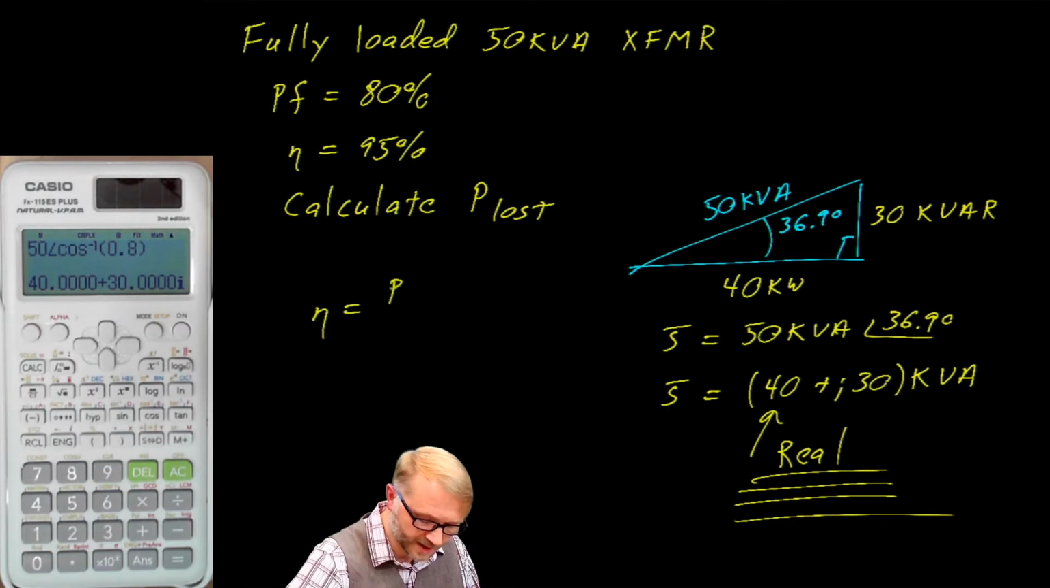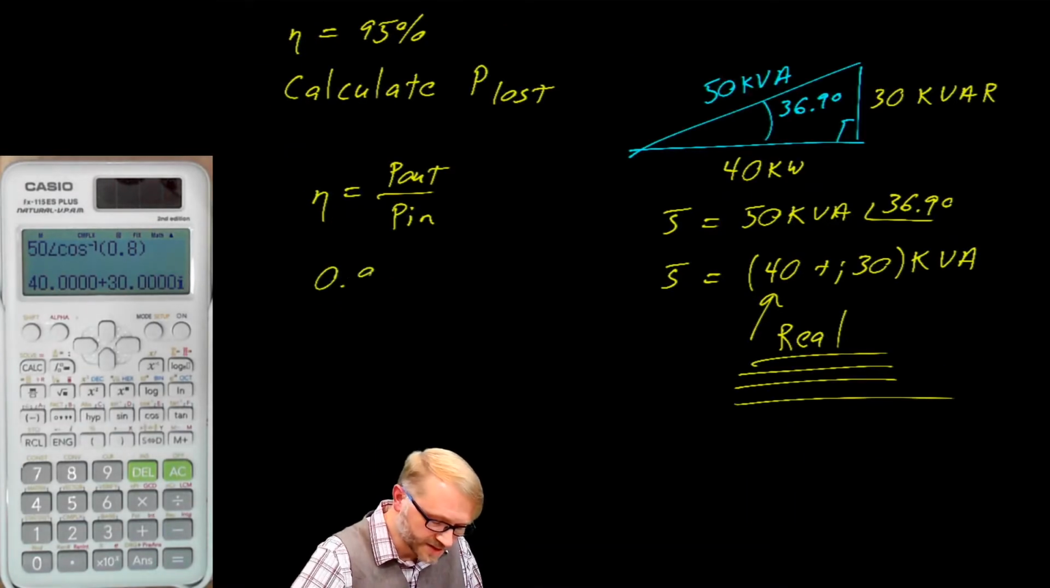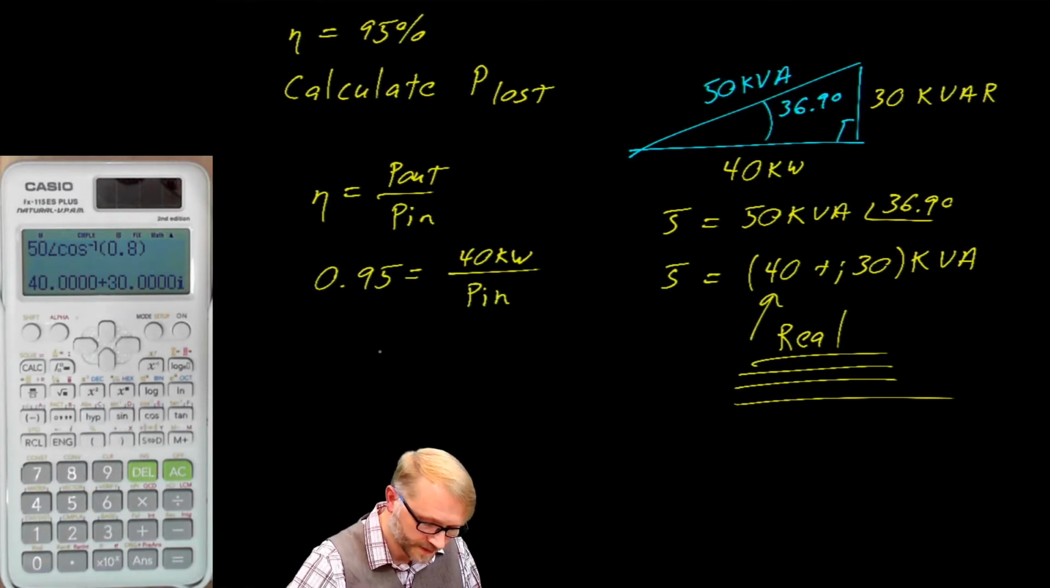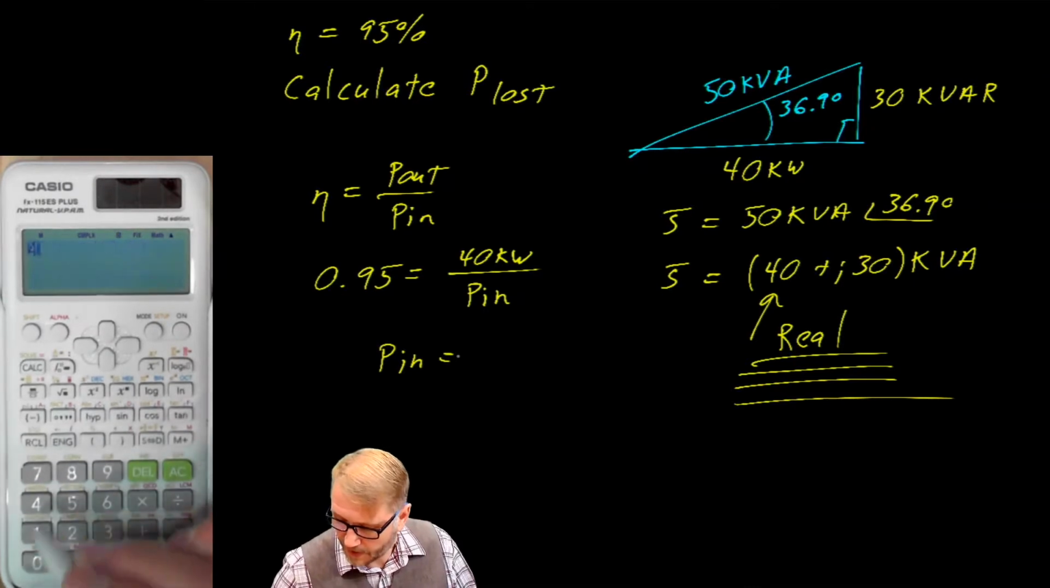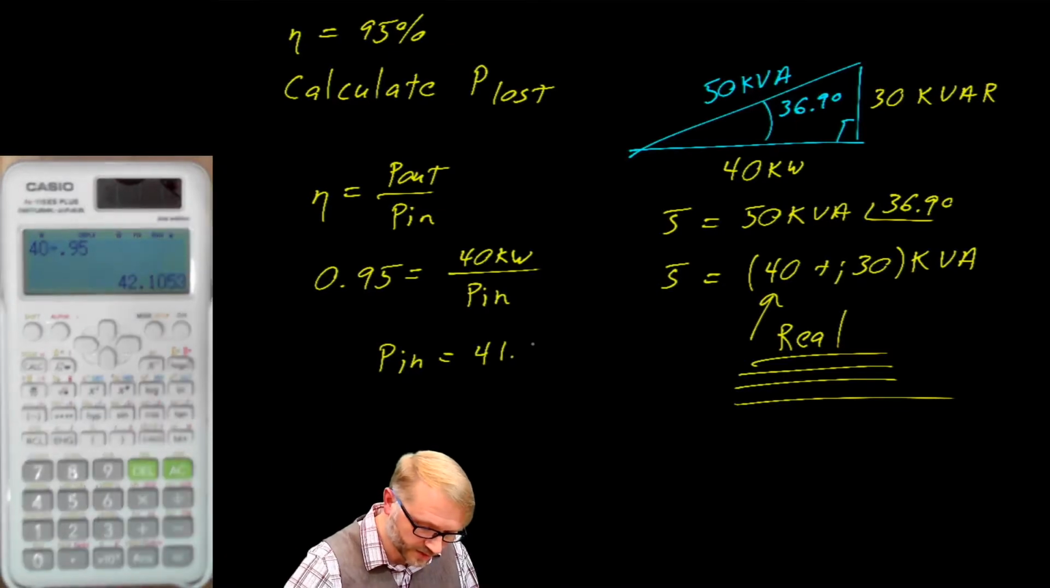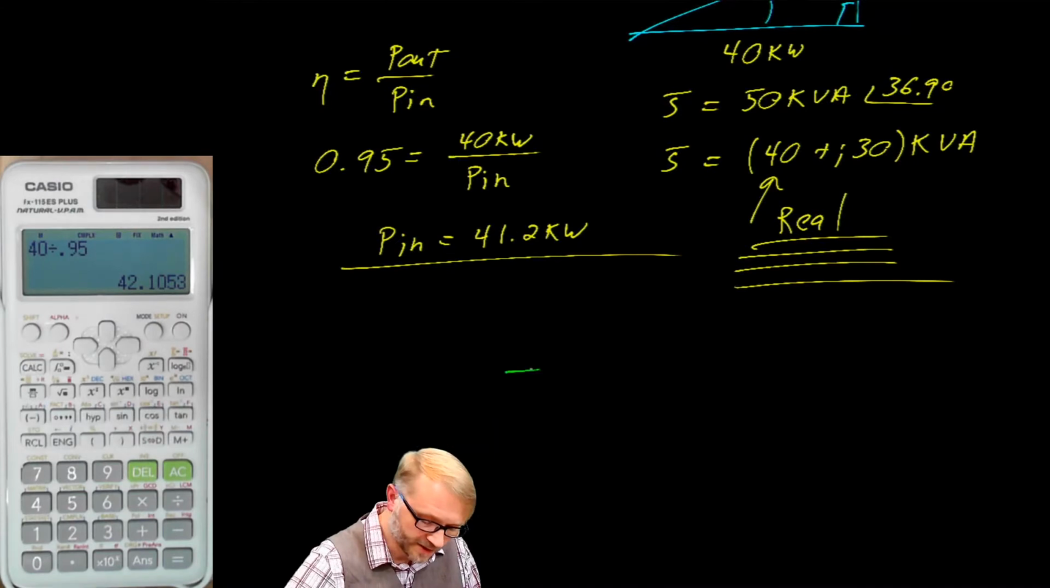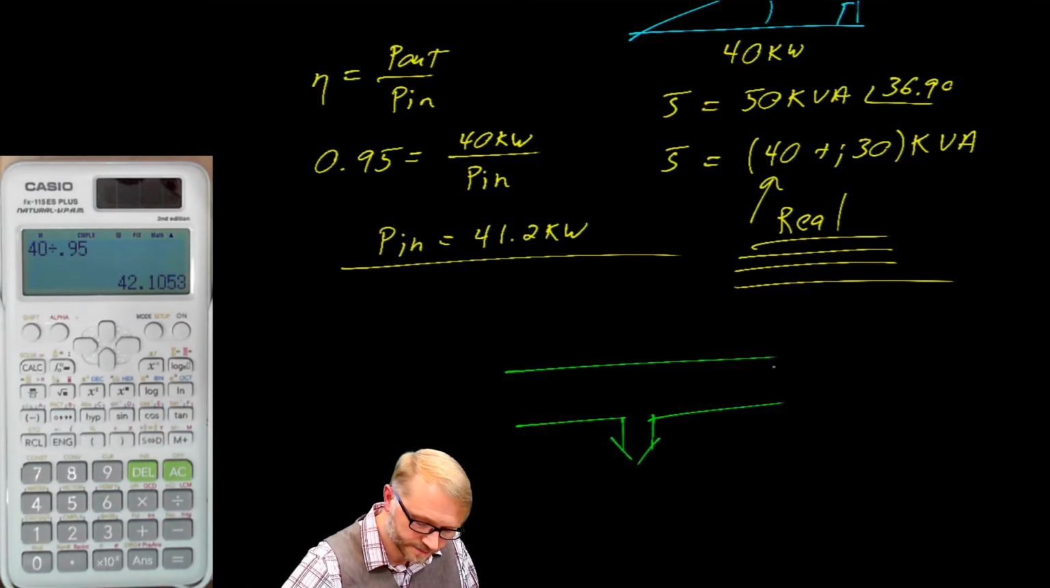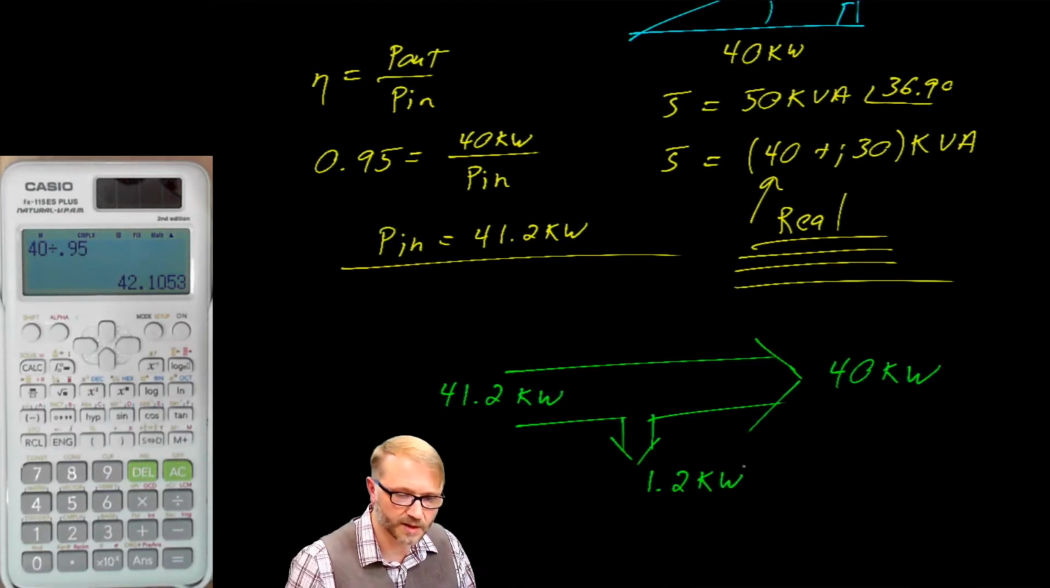Eta is equal to power out over power in. In this example, eta is equal to 0.95. Our real power out is 40 kW, and we're asked to find the power in. So that power in is equal to 40 divided by 0.95. Gives us a real power of 41.2 kW. The power flow diagram looks something like this, where we have 41.2 kW entering, 40 kW leaving, which must mean we lost about 1.2 kW along the way.